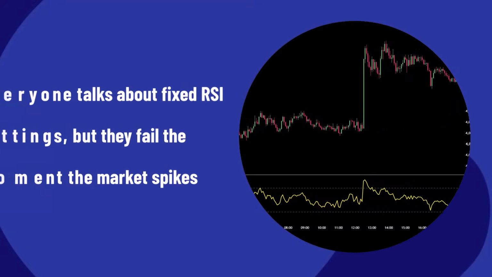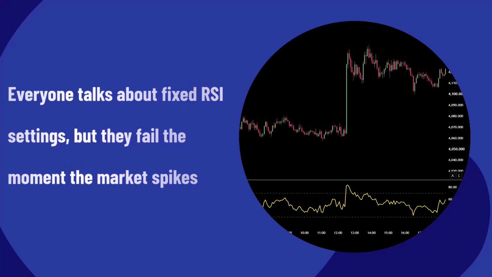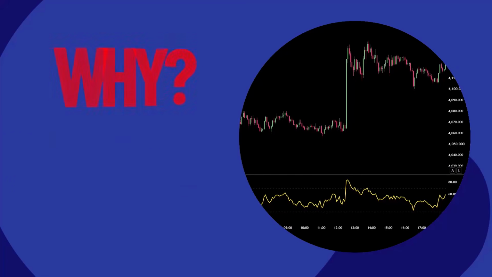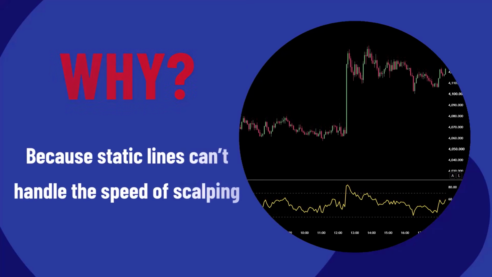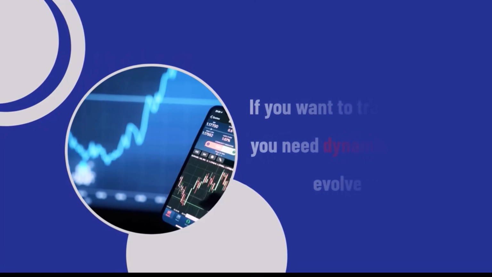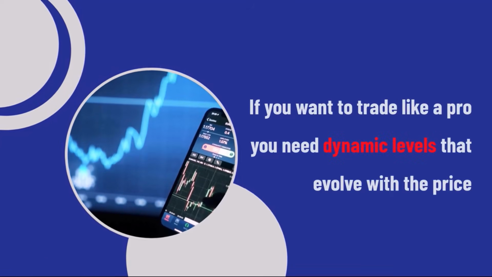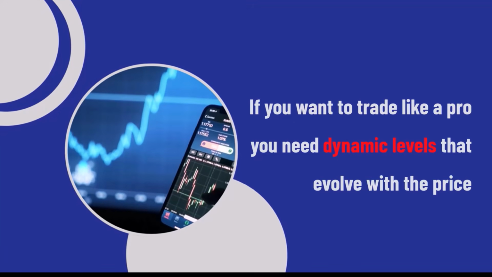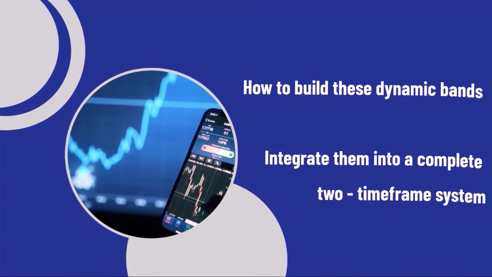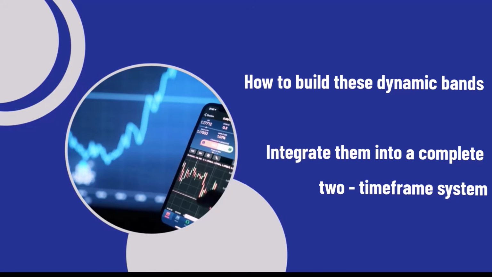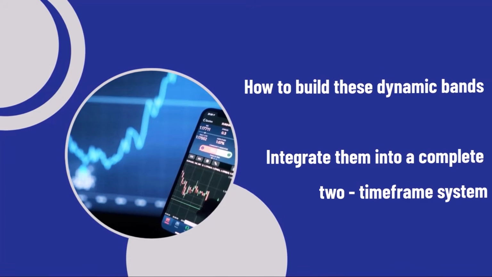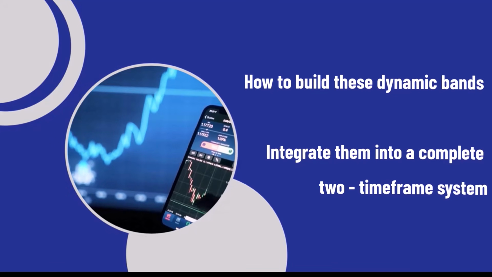Everyone talks about fixed RSI settings, but they fail the moment the market spikes. Why? Because the static lines can't handle the speed of scalping. If you want to trade like a pro, you need dynamic levels to evolve with the price. In this video, I'm going to teach you how to build these dynamic bands and integrate them into a complete 2-time-frame system. Stay until the end.